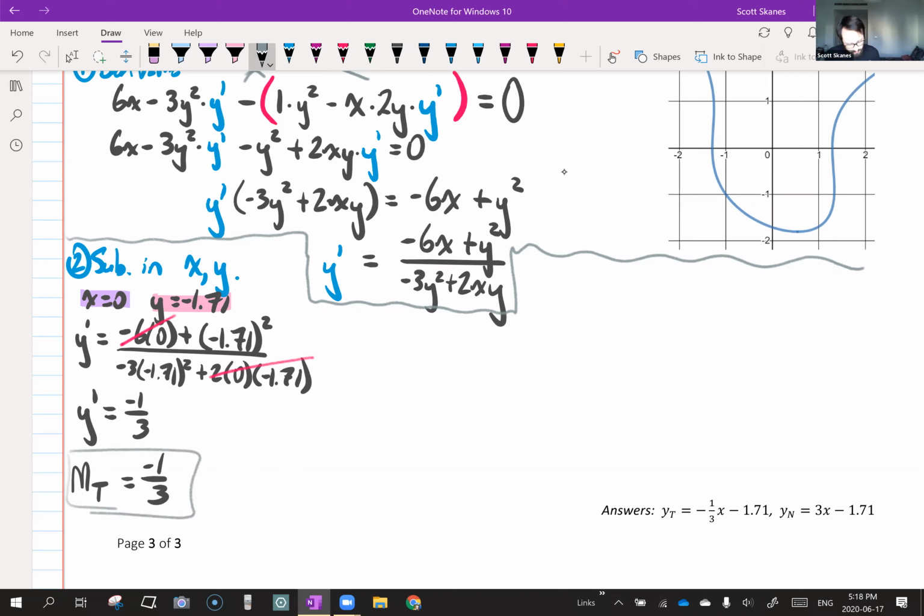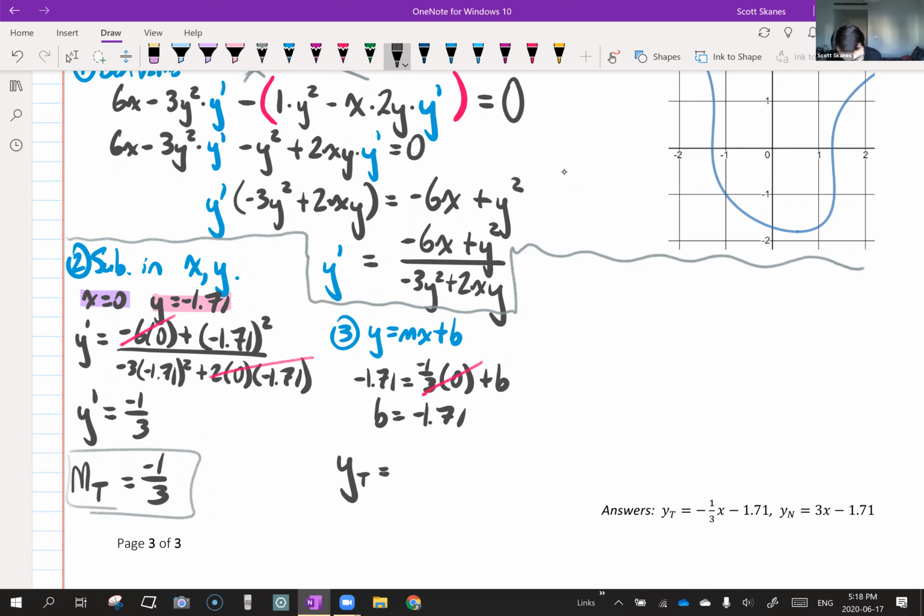Okay? Our next step is to use y equals mx plus b. Sub in y and x again. We should solve this question in 1 minute, if you're lucky. I'm going to sub in y and x again: negative 1.71, put my slope in, put my x in, my b. There's a 0 here, so this makes it very easy. B is negative 1.71. That means my tangent line is this.